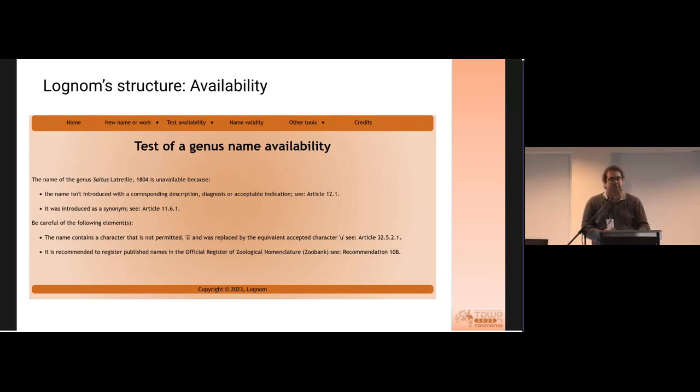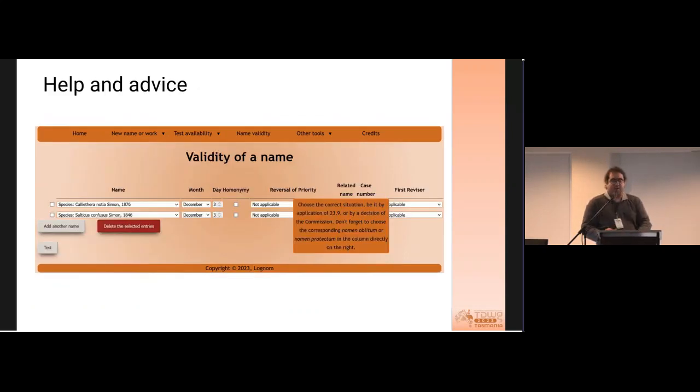Moreover, the software also provides some warnings in case some recommendations are not followed, and if there are some spelling mistakes that should be corrected. All over the software there is help and advice for the user to be able to use the software in the best way possible. And this is what the validity of a name looks like.